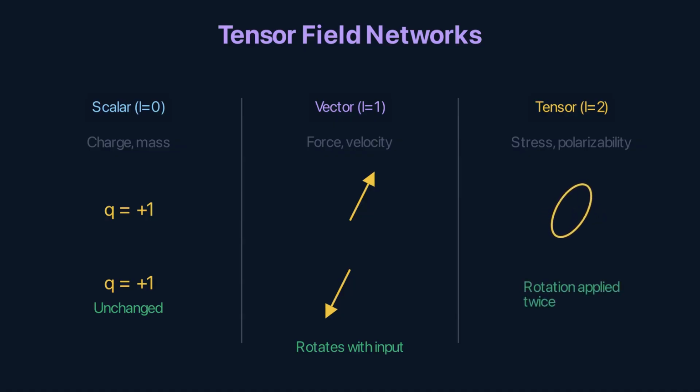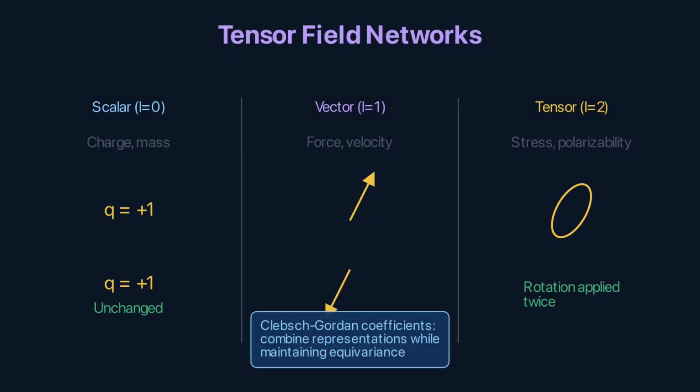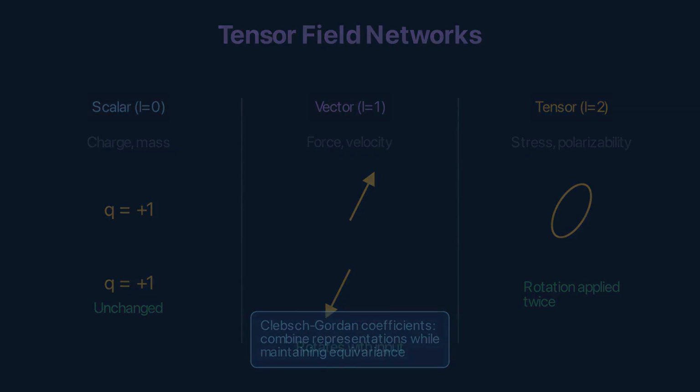These are irreducible representations of the rotation group, labeled by order L. Scalars are L equals 0, vectors are L equals 1, matrices are L equals 2. Operations between these representations must follow the rules of the rotation group. Clebsch-Gordan coefficients tell you how to combine them while maintaining equivariance.